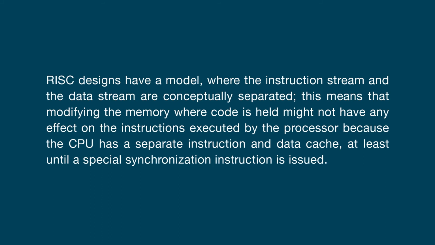This means that modifying the memory where code is held might not have any effect on the instructions executed by the processor, because the CPU has a separate instruction and data cache, at least until a special synchronization instruction is issued. On the other hand, this allows both caches to be accessed simultaneously, which can often improve performance.